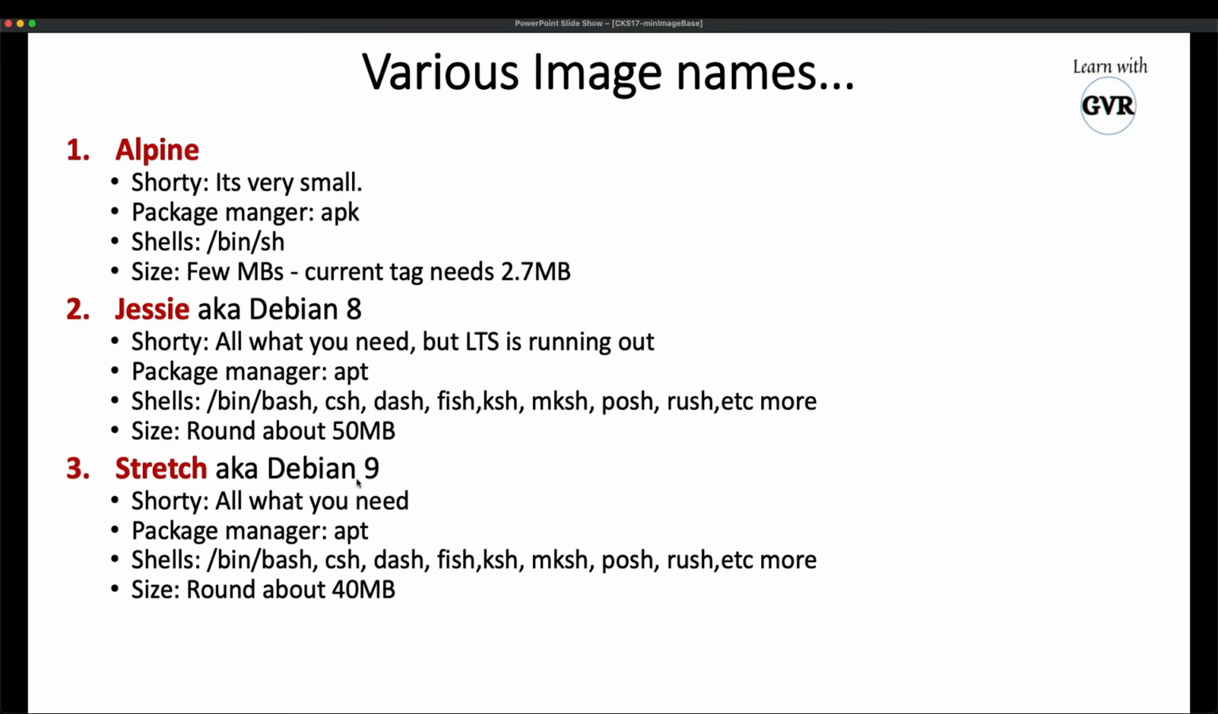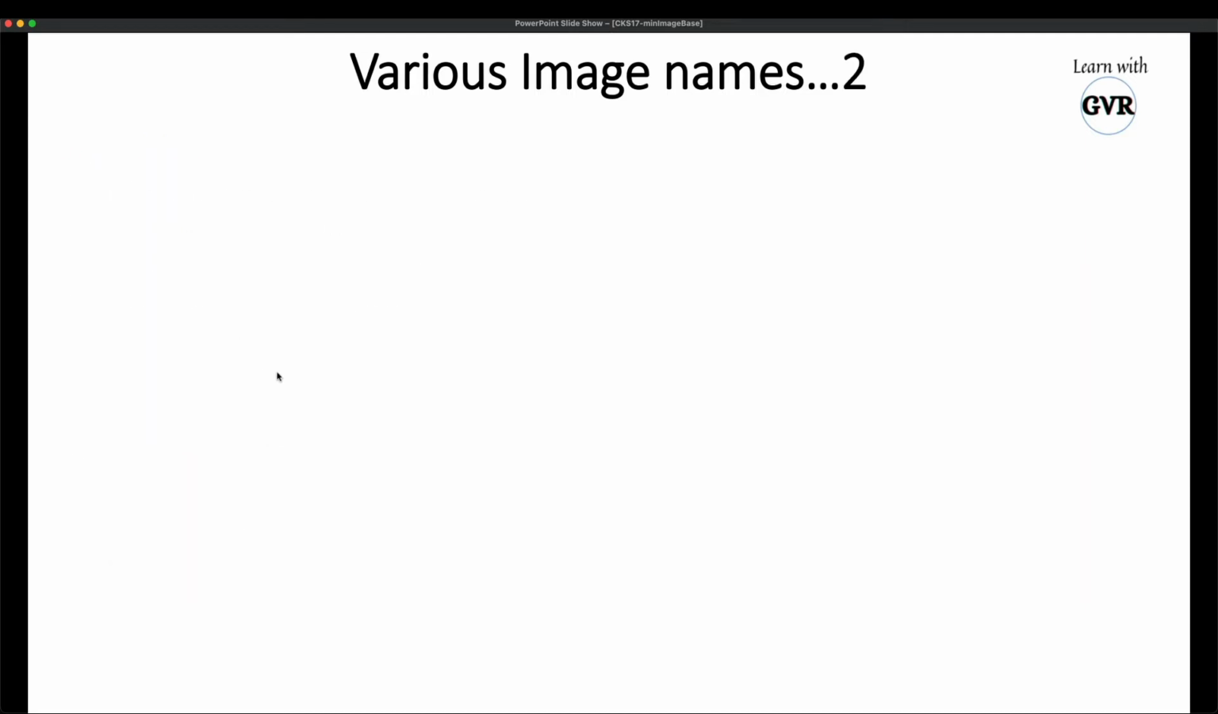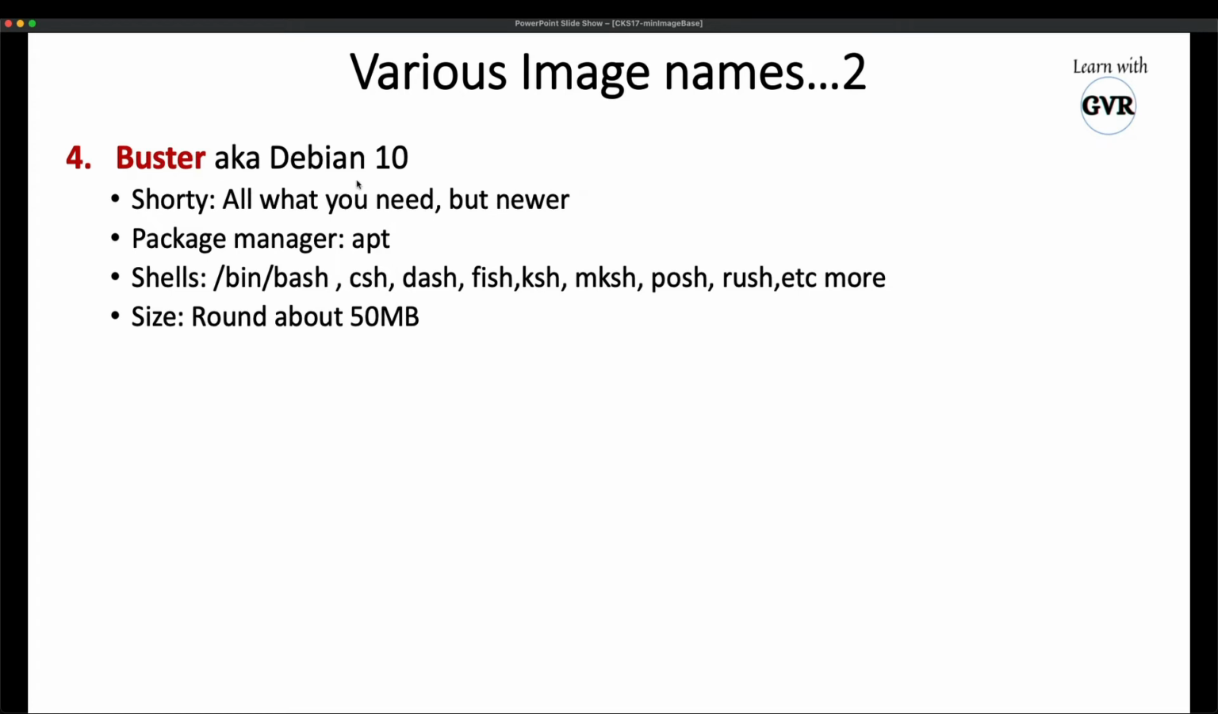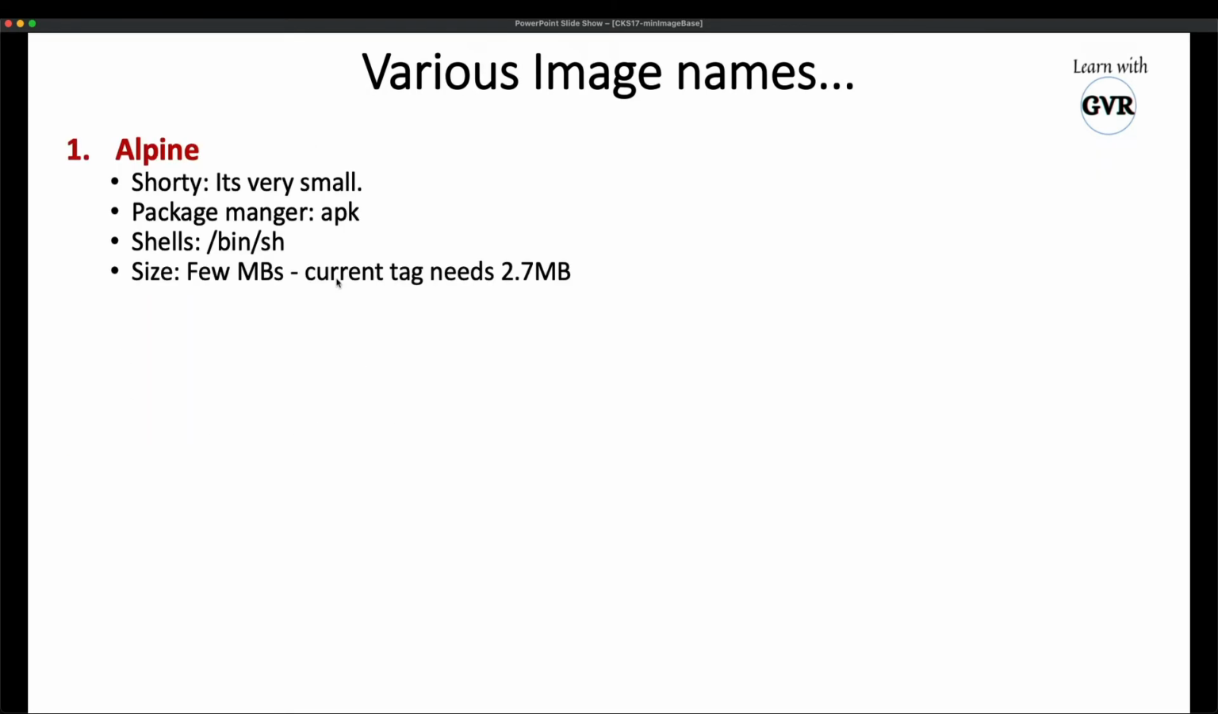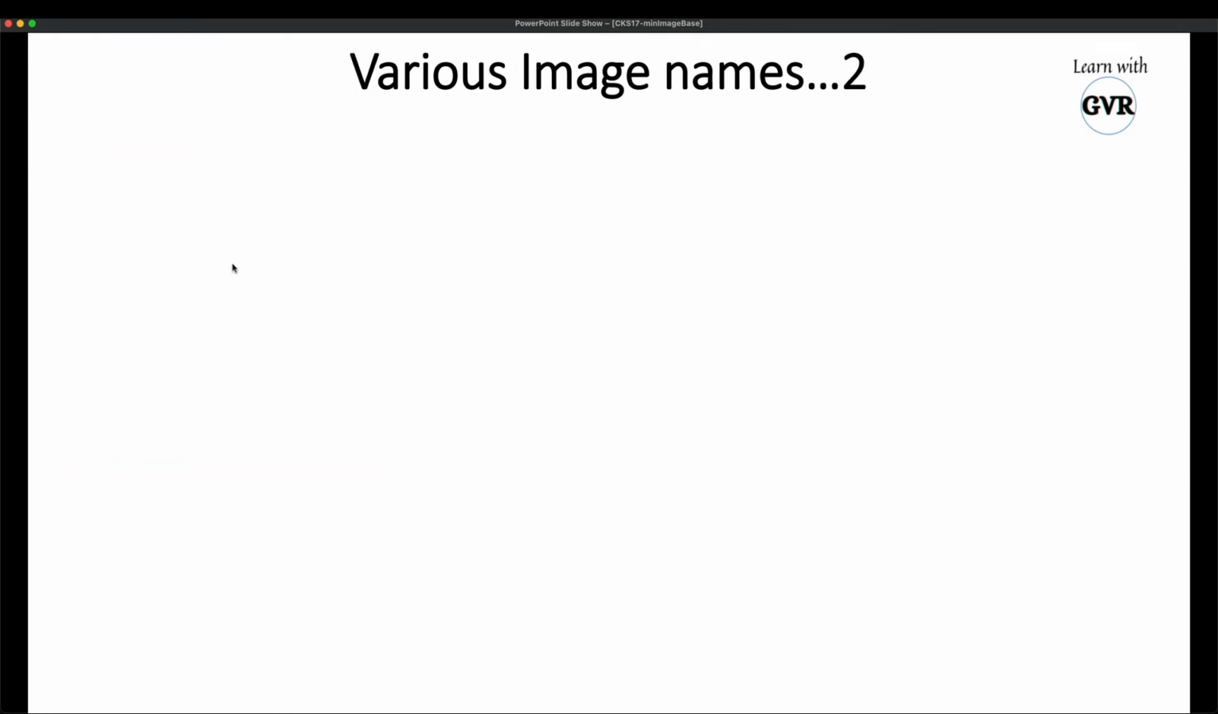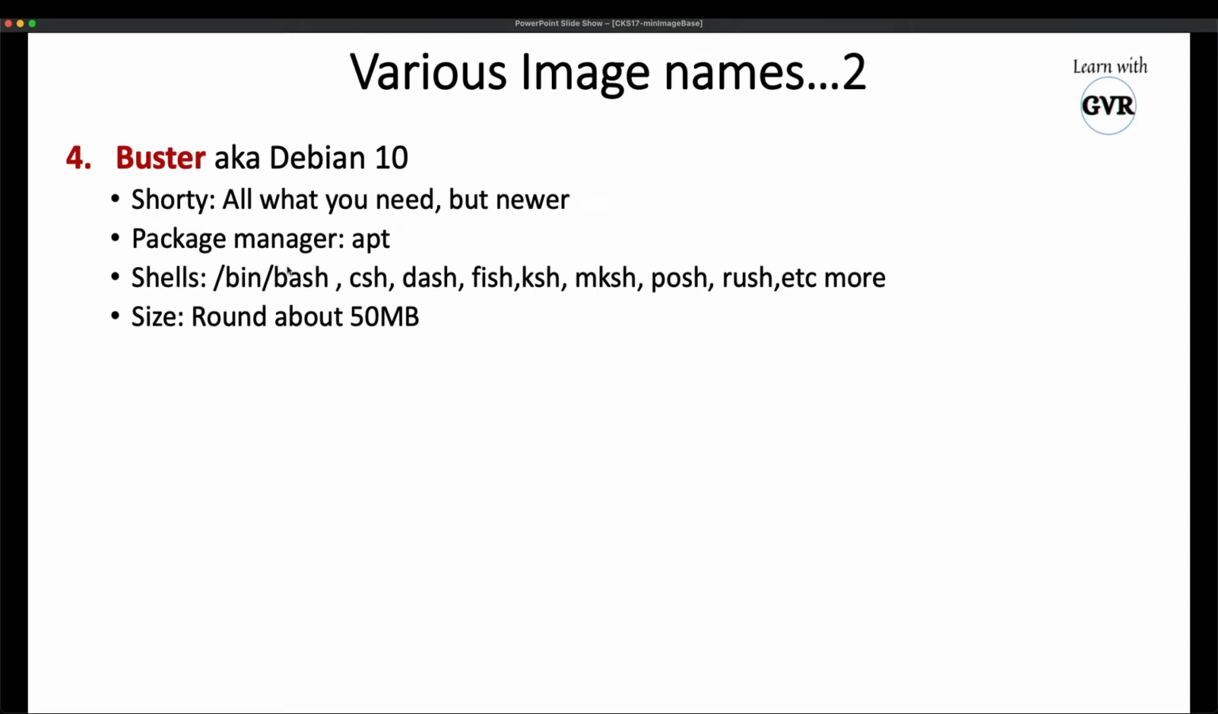If it is a Debian 9 Linux, then go for Stretch. So it depends on your application and what kind of base it requires, right? And the other one is Buster, which is Debian 10. If you look at this, the versions are incremental, right? Here 8, 9, and Buster is 10, which has a lot more packages. That's why Buster's size is higher, right?